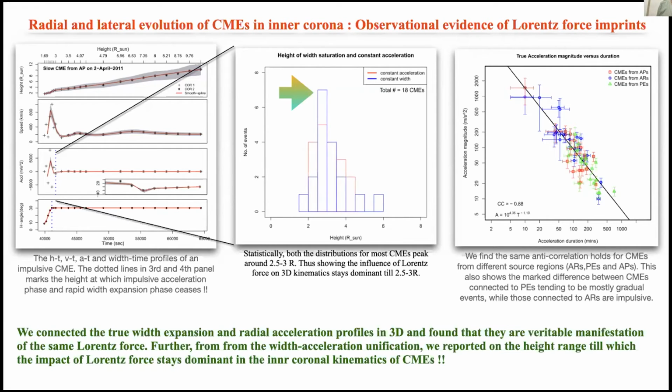And another important point is that we have color-coded the plot with respect to the source regions the CMEs are coming from. And what we see is that the CMEs connected to prominence eruptions, which are the green data points, are mostly located in the lower part of the figure, which tells you that these are the CMEs which tend to be mostly gradual events with very small acceleration magnitudes, but they experience it for a longer duration.